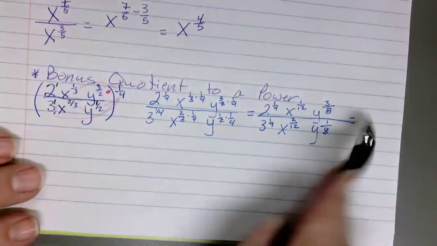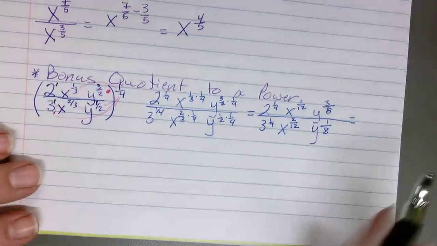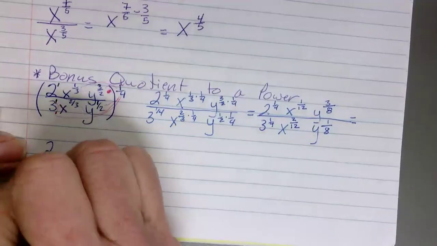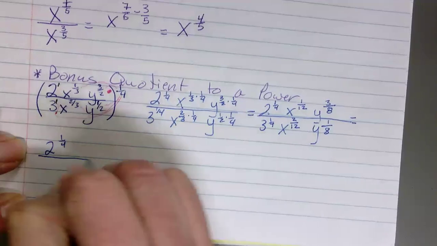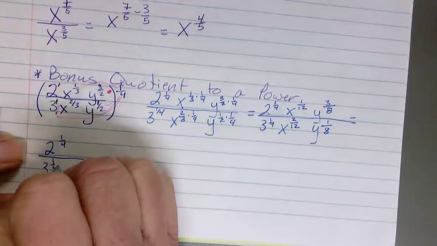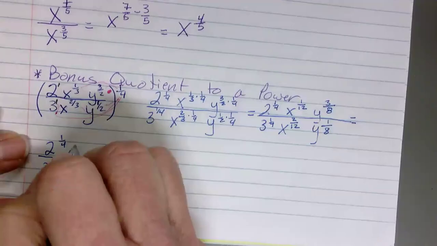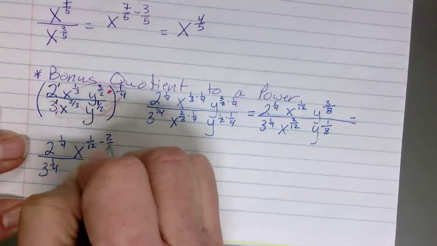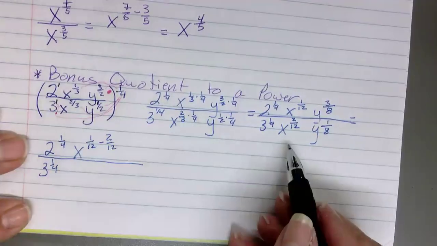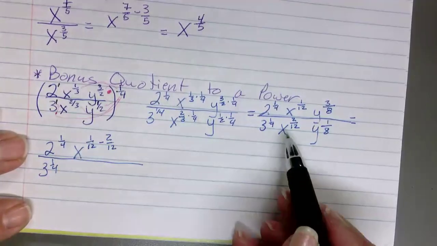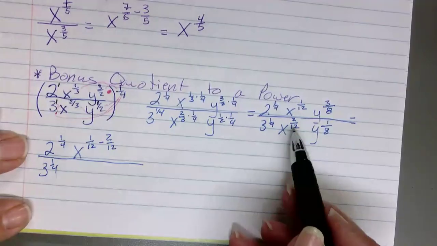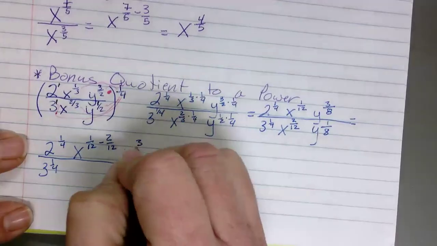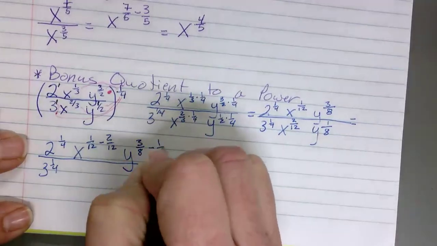So now I need to subtract any that have like bases. My 2 and my 3 are not like bases, so those are actually going to stay just as they are. 2 to the 1/4 and 3 to the 1/4. But now my x, I can do x to the 1/12 minus 2/12, right? Because our quotient of powers rule is that we can subtract the denominator from the numerator. And then we have y to the 3/8 minus 1/8.